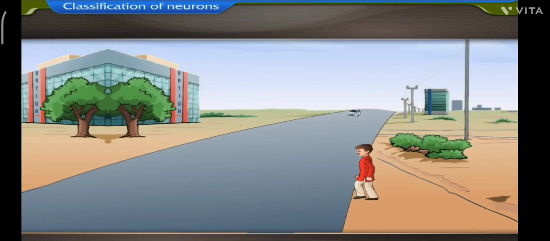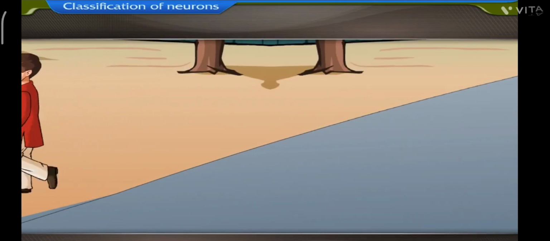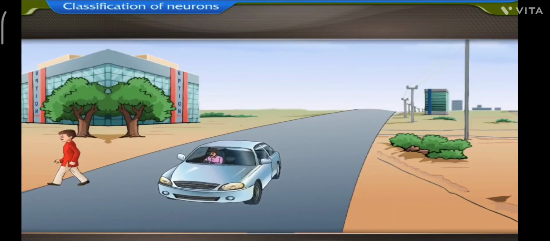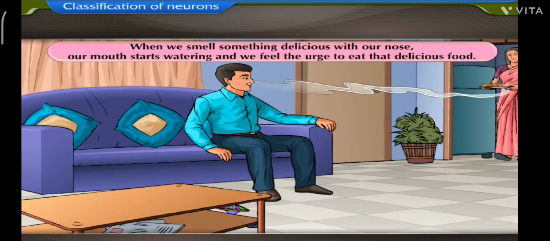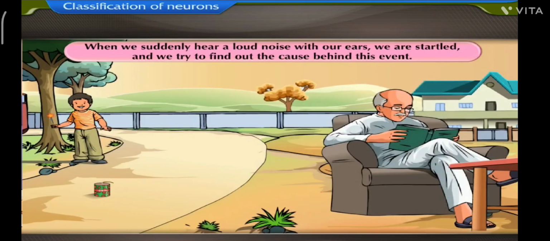While crossing the road, if we see a motor car coming towards us with our eyes, our hand is raised up to signal the car to stop. If this is not possible, then suddenly we increase our walking speed and try to cross the road quickly so that the car can pass through without any accident. When we smell something delicious with our nose, our mouth starts watering and we feel the urge to eat that delicious food. When we suddenly hear a loud noise with our ears, we are startled and we try to find out the cause behind this event.